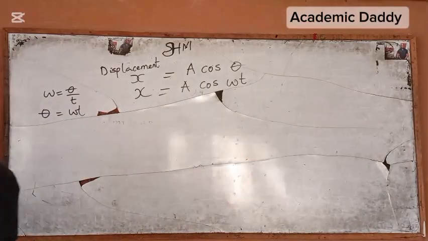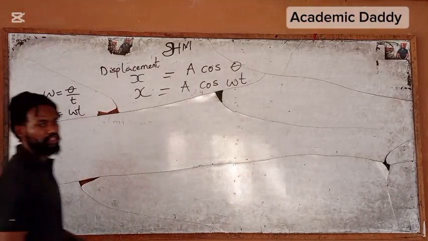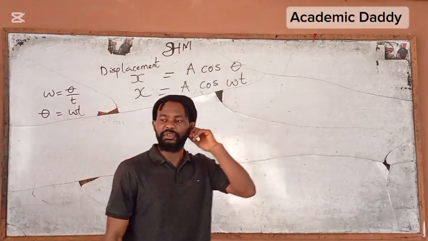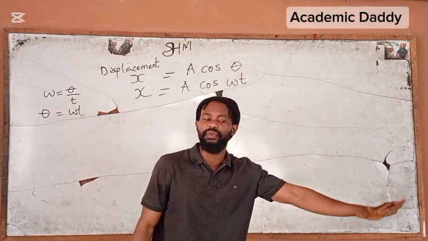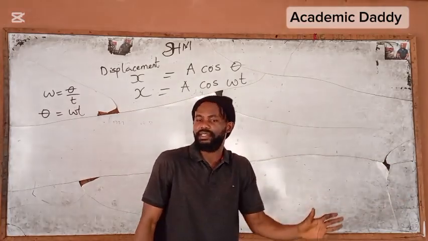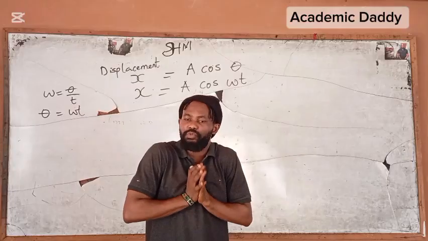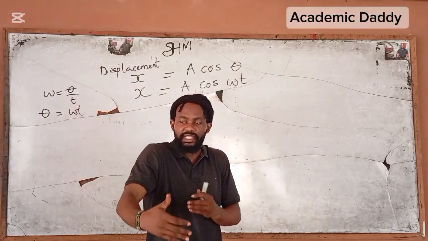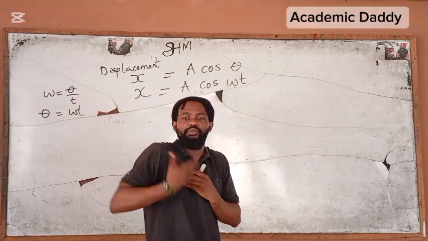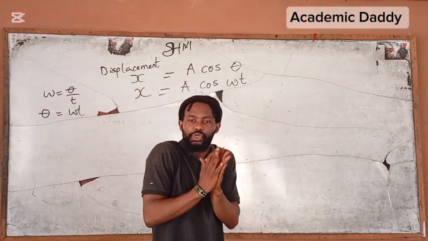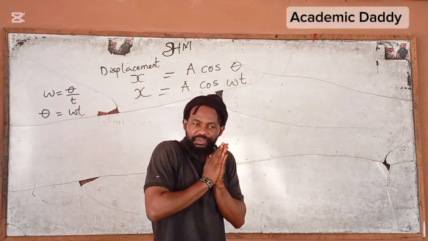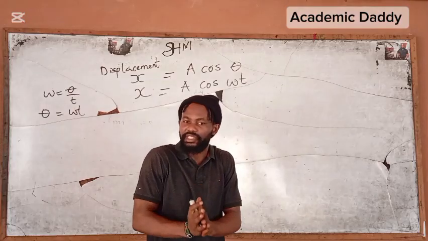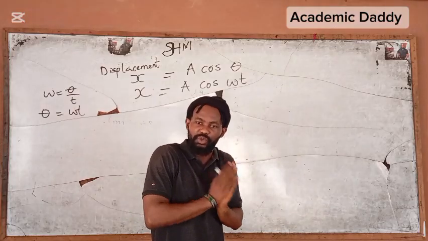First of all, always know the difference between simple harmonic motion, simple pendulum, and spring balance. What I'm doing now is simple harmonic motion. Simple pendulum and spring balance are examples of simple harmonic motion. So I'm treating simple harmonic motion only. When I'm done with everything about it, I will start treating the examples.